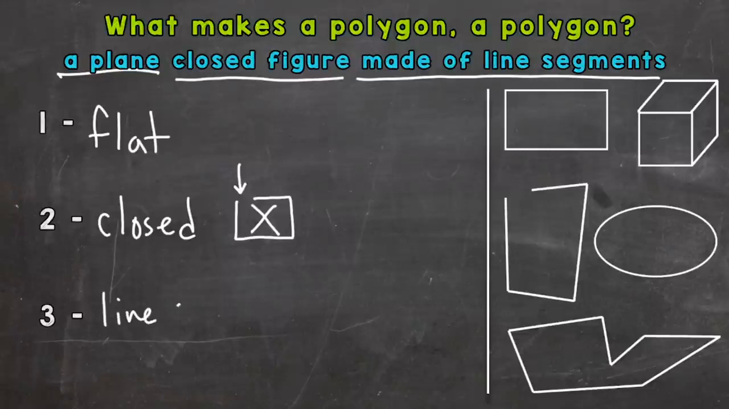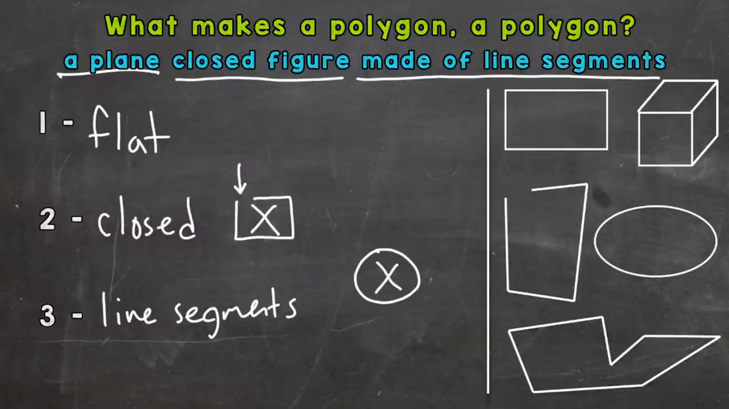And then lastly, made of line segments. So I'll put line segments here. This means that there cannot be any rounded edges. So for example, a counter example, a circle is not a polygon. Yes, it's flat. Yes, it's closed, but it's not made of line segments. A polygon has to have a check next to each of these three things, so not a polygon. Another counterexample would be a figure like this. It's looking like it will be a rectangle, but we have a rounded top here, so not a polygon because it's not made of all line segments.